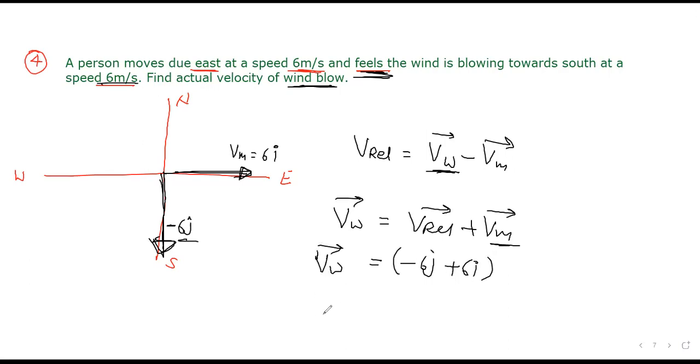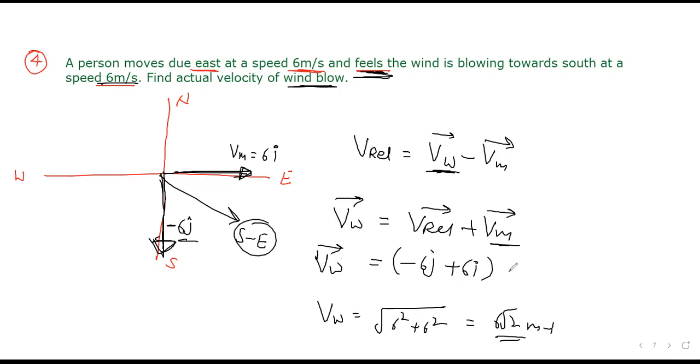Suppose they are asking for the magnitude. The magnitude of the wind will be root of 6 squared plus 6 squared, which becomes 6 root 2 meters per second. And suppose they ask for the resultant direction, correct? Obviously it comes between these two vectors, because we add these two vectors and it comes somewhere here. That's called southeast. So if they are asking for the direction, the answer is southeast, the direction in which the true wind velocity is.